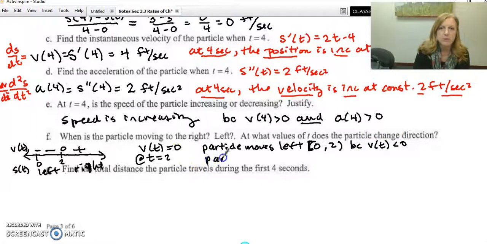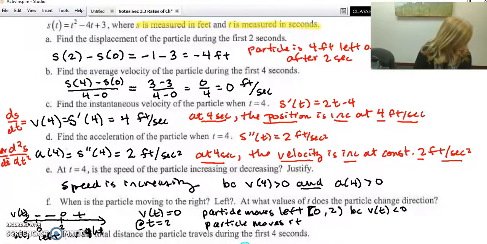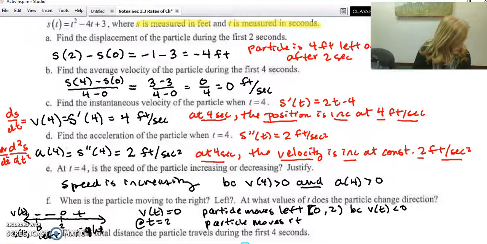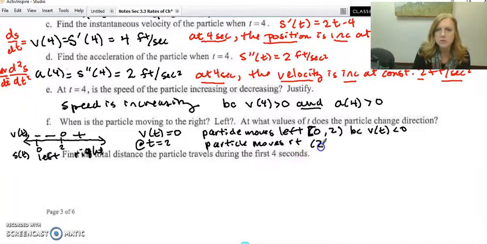And the particle moves right from 2 to, do we have a limit on this, or are we going forever on that? 2 to infinity, I would say 2 to infinity, there's no limit. So 2 to infinity, because v of t is greater than 0.